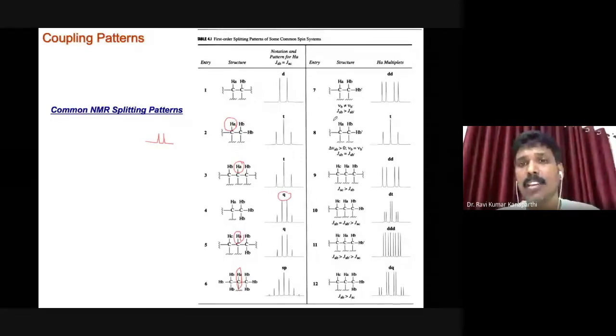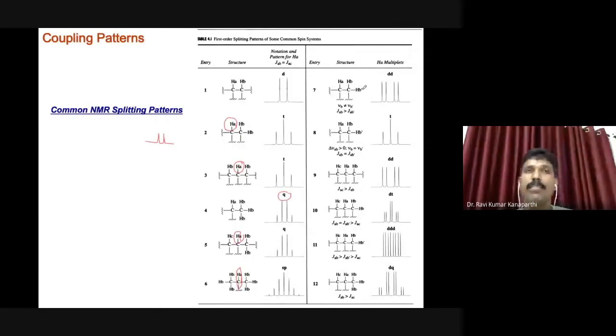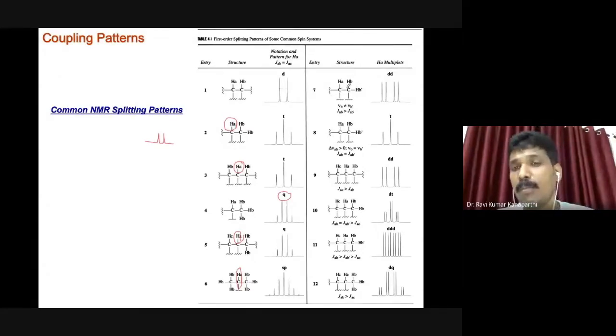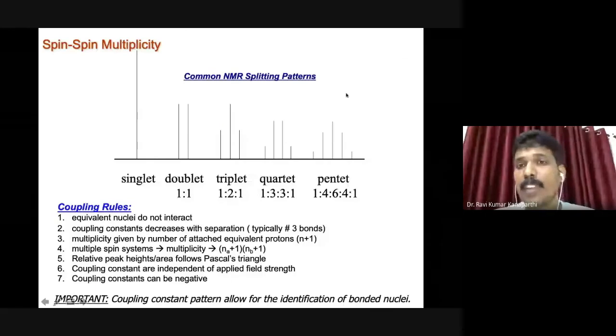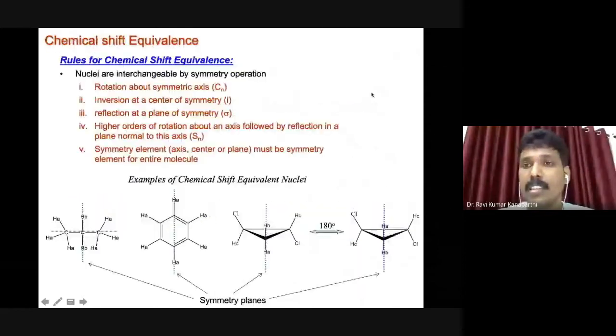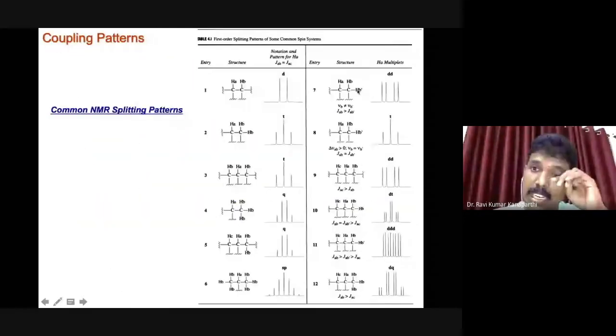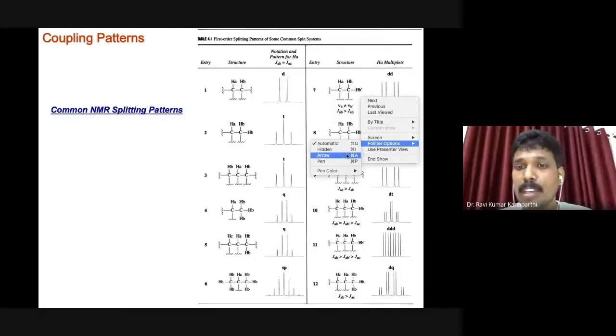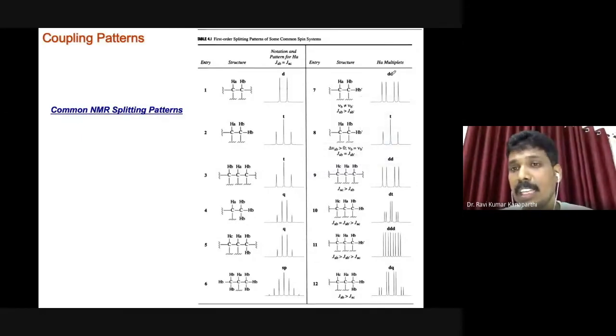You have one proton and one carbon, and on the other carbon the protons can be different. I mean these protons can be one proton each. So when HA interacts with HB, it gives a doublet. When HA interacts with HB dash, again it gives another doublet. So this we normally represent with DD. DD means a doublet of doublet.